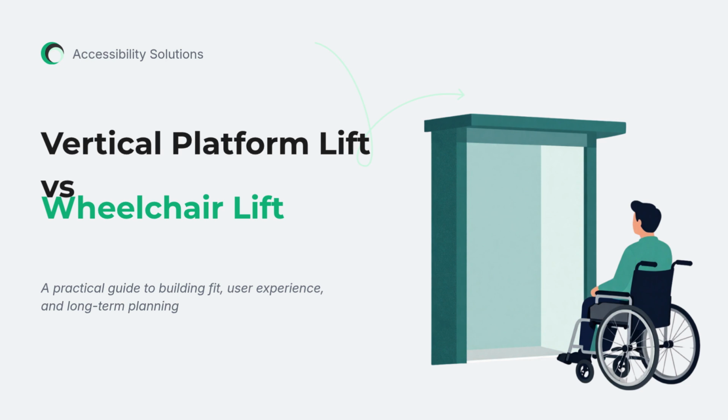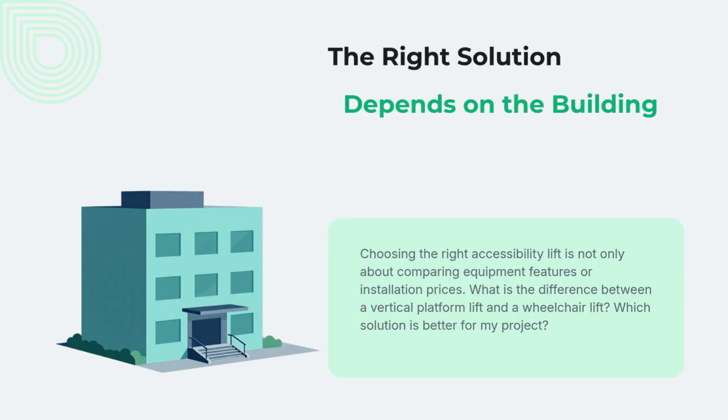Vertical Platform Lift vs Wheelchair Lift. Which accessibility solution fits your building? Choosing the right accessibility lift is not only about comparing equipment features or installation prices. Many building owners ask, what is the difference between a vertical platform lift and a wheelchair lift? Which solution is better for my project? The answer depends on the building itself.